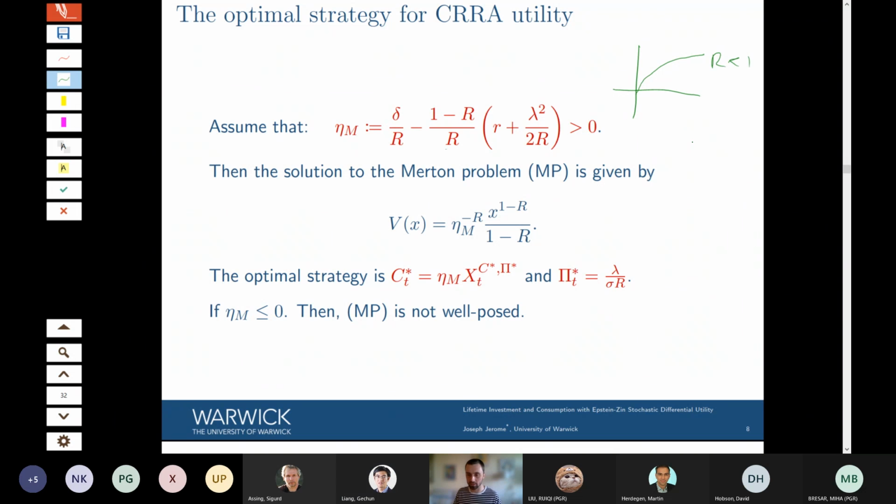Sigurd, did you have a question as well? Yeah, just a curiosity question. Maybe I missed this, your delta has to be positive? Our delta doesn't have to be positive. But if it is negative, this eta m becomes negative too, right? We do need that this eta m is positive. Otherwise, as I said, we can come up with positive infinite utility.